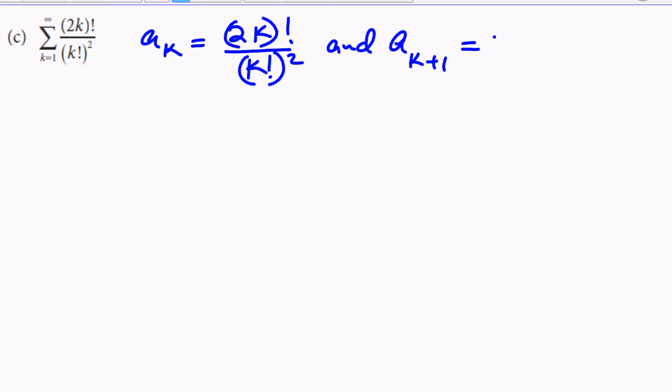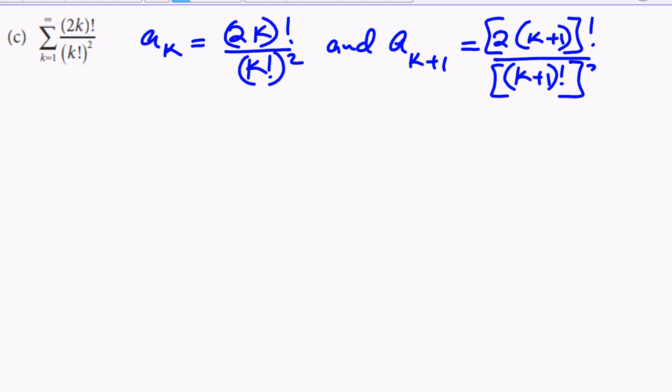will be equal to 2 into k plus 1 factorial over k plus 1 factorial squared. All right, so what you're going to do is to use these guys to try and establish whether this series converges absolutely or otherwise.